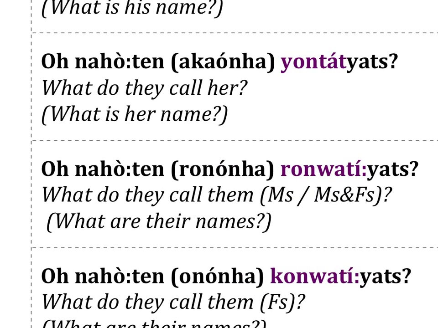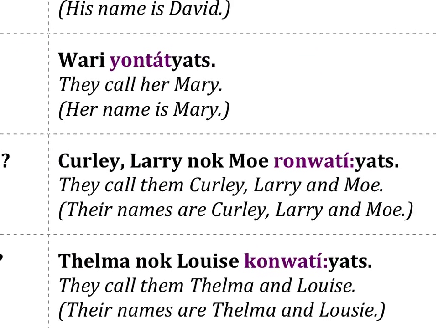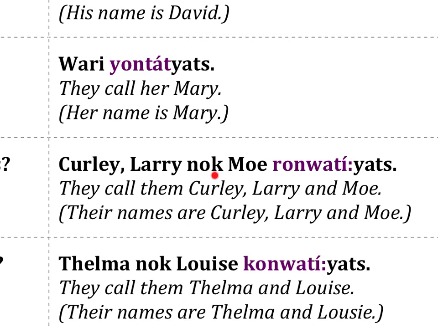O nahoda runuha runwadiyats. What do they call them? Males or males and females. Runwadi is the prefix that we use for a mixed group of people, males and females, or just males. Runuha refers to them, as in a group of males or a group of people, male and female. So what are their names? O nahoda runwadiyats. Curly, Larry, nuk Mo, runwadiyats. They call them Curly, Larry, and Mo. Their names are Curly, Larry, and Mo.